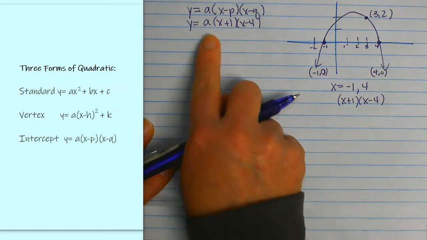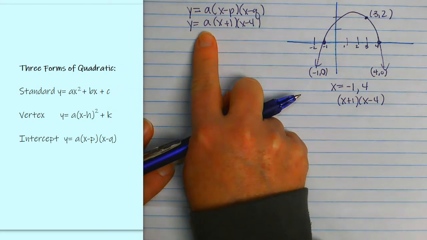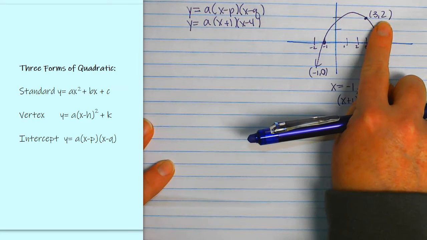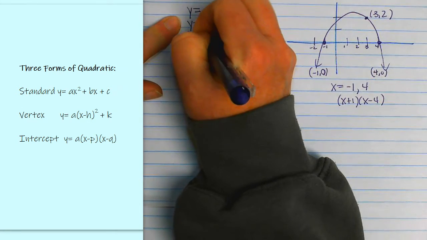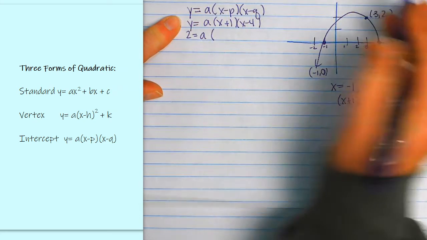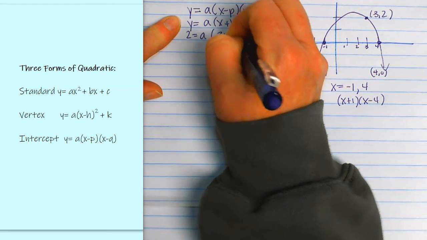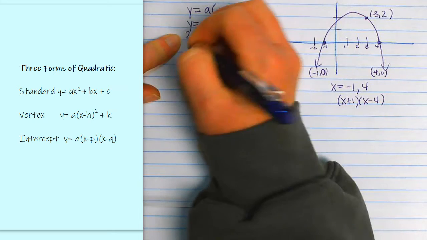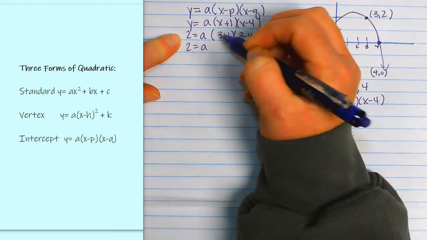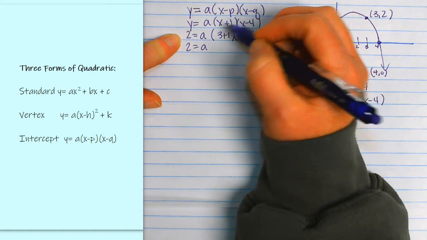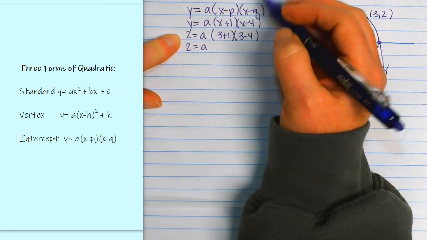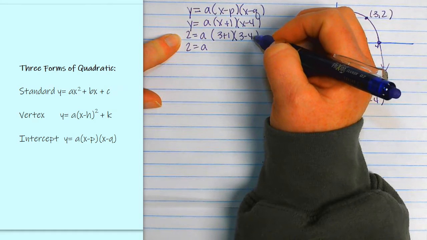The only thing left to solve is a. I'm going to do it just like I did in the last example. I'm going to plug in my secondary piece of information, and then I'll be able to find a. So y is 2, x is 3, so that's 3 plus 1, and 3 minus 4. 3 plus 1 is 4, and 3 minus 4 is negative 1.